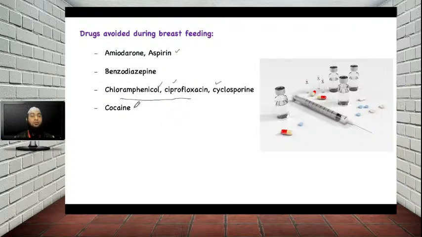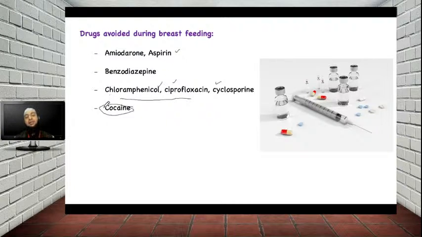Likewise, cocaine. Cocaine is always dangerous, so generally it is not given for the treatment of disease. But if the mother is a drug addict, which is very common in Western countries, some mothers are drug addicts and they cannot remain without cocaine.